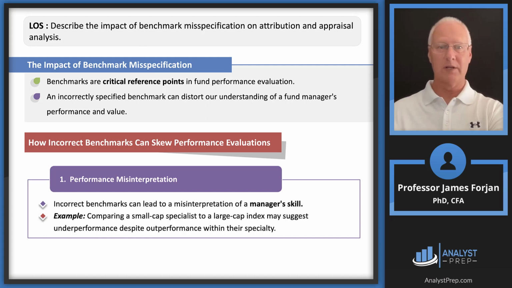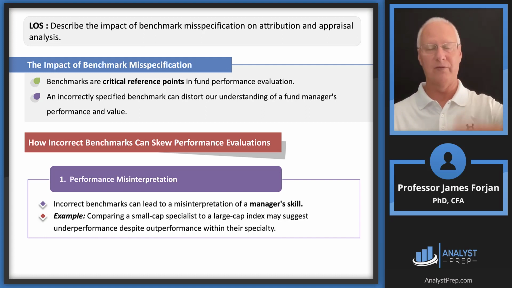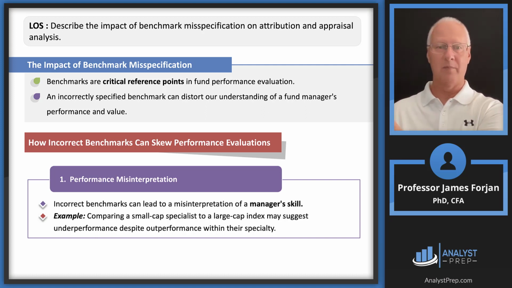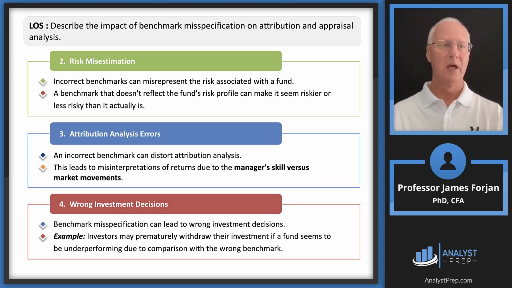Of course, if the benchmark doesn't contain all those factors, I won't go back to that slide, but remember all those factors, right? Measurability and accountability. But of course, the benchmark has to be nearly identical. That's why I gave you that example with the 10 and the 10. And if it's not, then any analysis that is performed is probably going to be, look at number 1, performance misrepresentation. How about 2, risk misestimation, attribution analysis errors, and incorrect investment decisions.